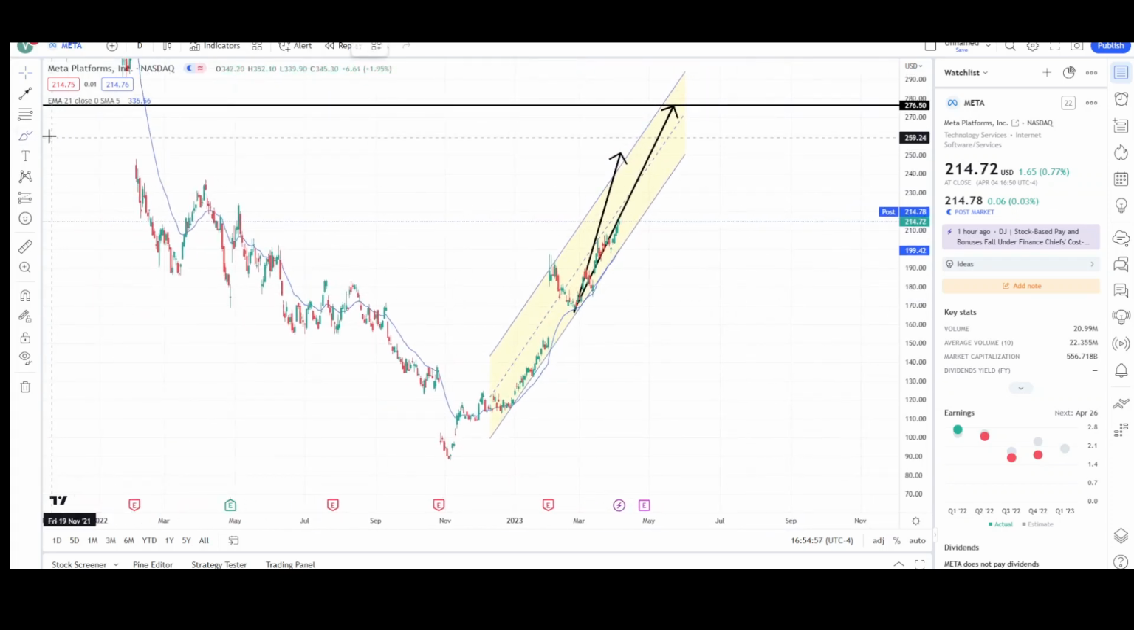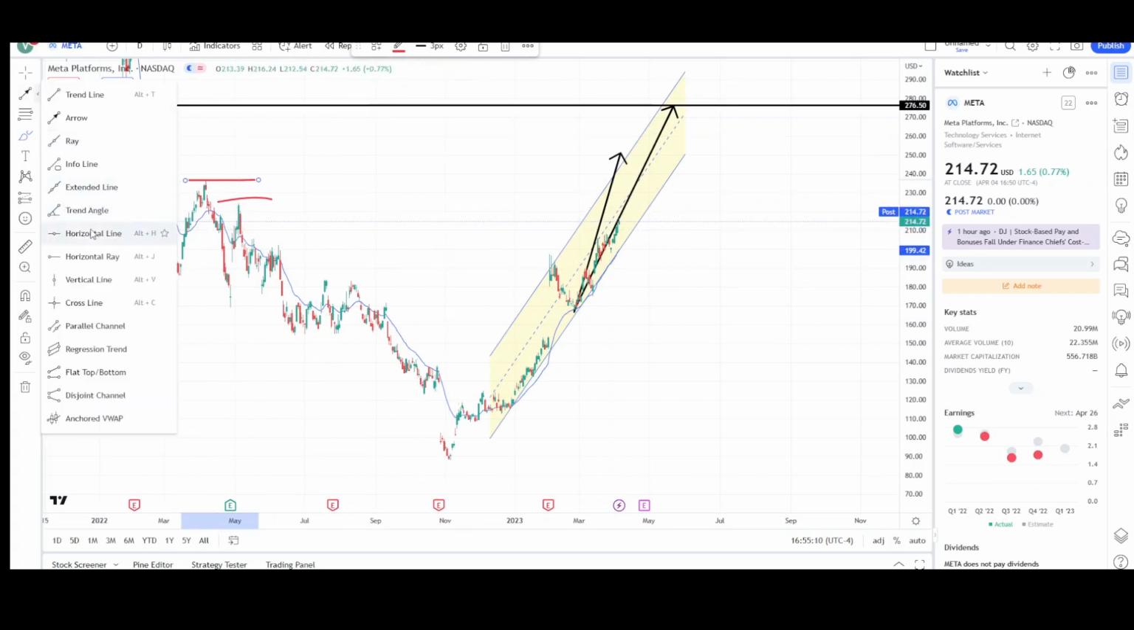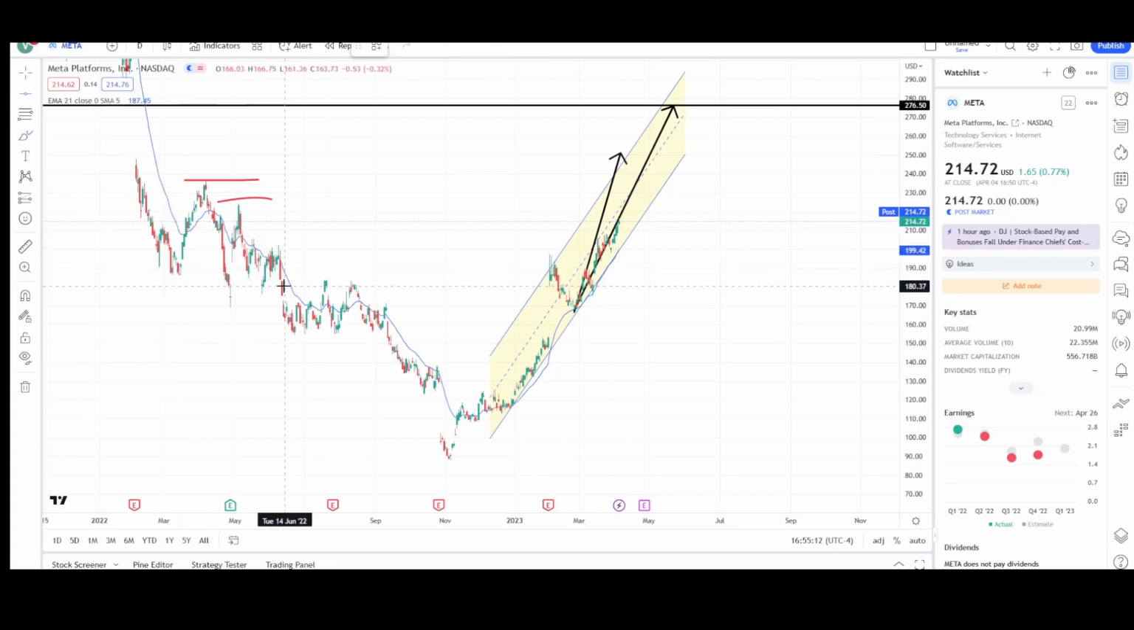It looks like they're coming to take out these swing highs right here. The first one at the 225 level, and the next one at the 235 level. So these two swing highs will most likely be taken out. Everything looks good for Meta Platforms right now. I'm looking for higher price targets.